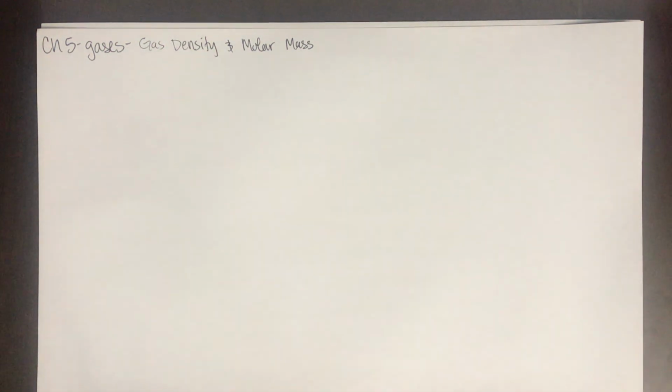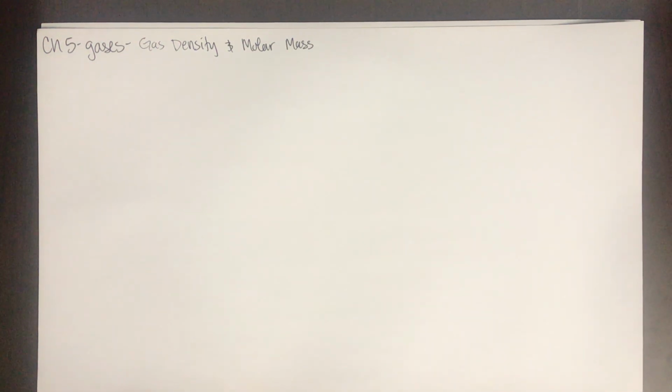Okay, let's talk about gas density and molar mass. So using the ideal gas law, we can calculate the moles in 1 liter at a given temperature and pressure. And then from the molar mass, we're able to calculate density, which is a relationship between mass and volume.